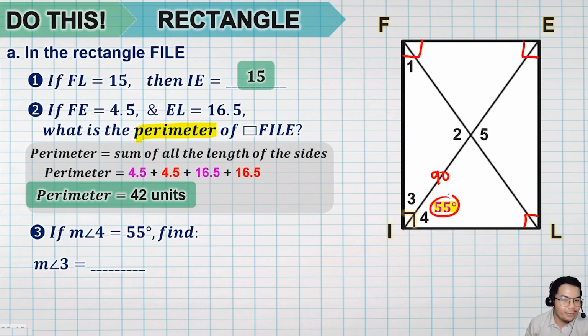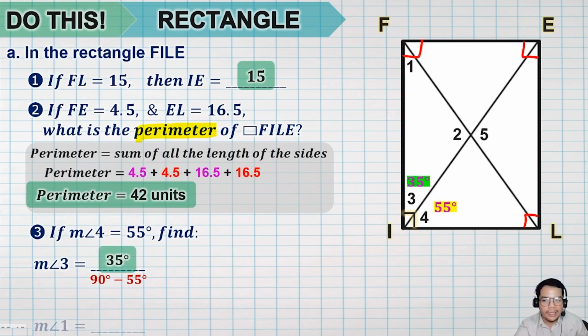Kasi kung ito 55 degrees at pinagsama mo yung angle 3 at angle 4 at ang sum nila ay 90 degrees, ibig sabihin, para makuha mo yung sukat ng angle 3, subtract mo lang yung 55 degrees sa 90. That is why, yan. So, ang tamang sagot natin ay 35 degrees. Next, let's proceed with angle 1. Ano sa tingin niyo yung sukat nito?